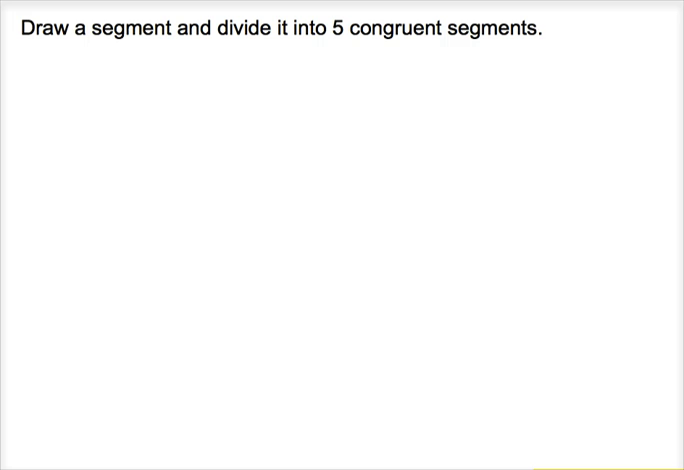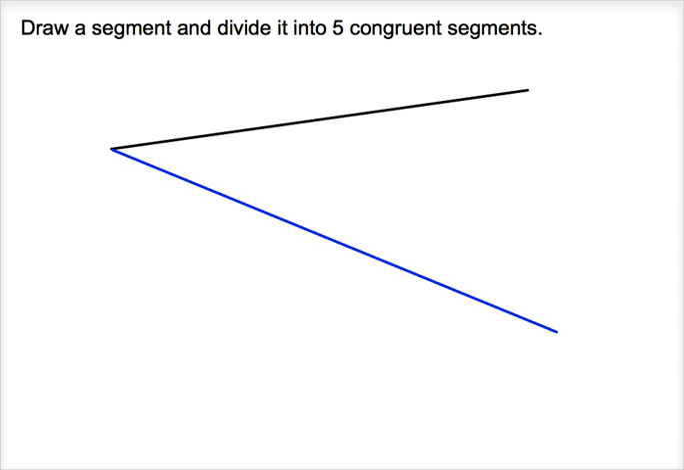Draw a segment and divide it into 5 congruent segments. So if you remember from yesterday, here's going to be my given segment. To divide it into 5 congruent segments, I draw another segment creating an angle, and I start by making 5 congruent segment pieces on here. The length of them really doesn't make much of a difference.